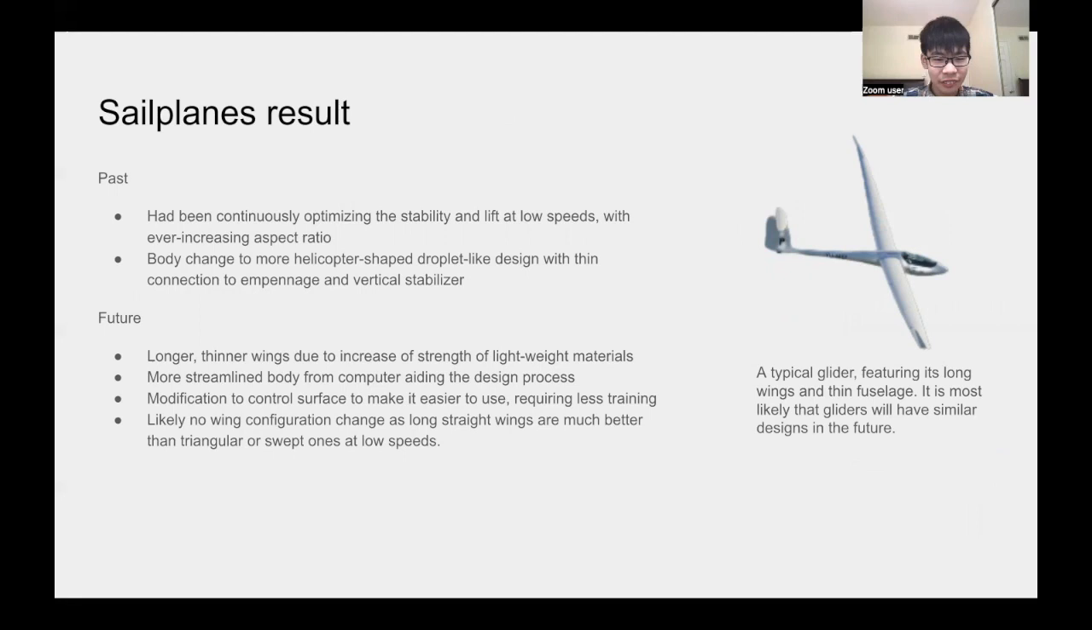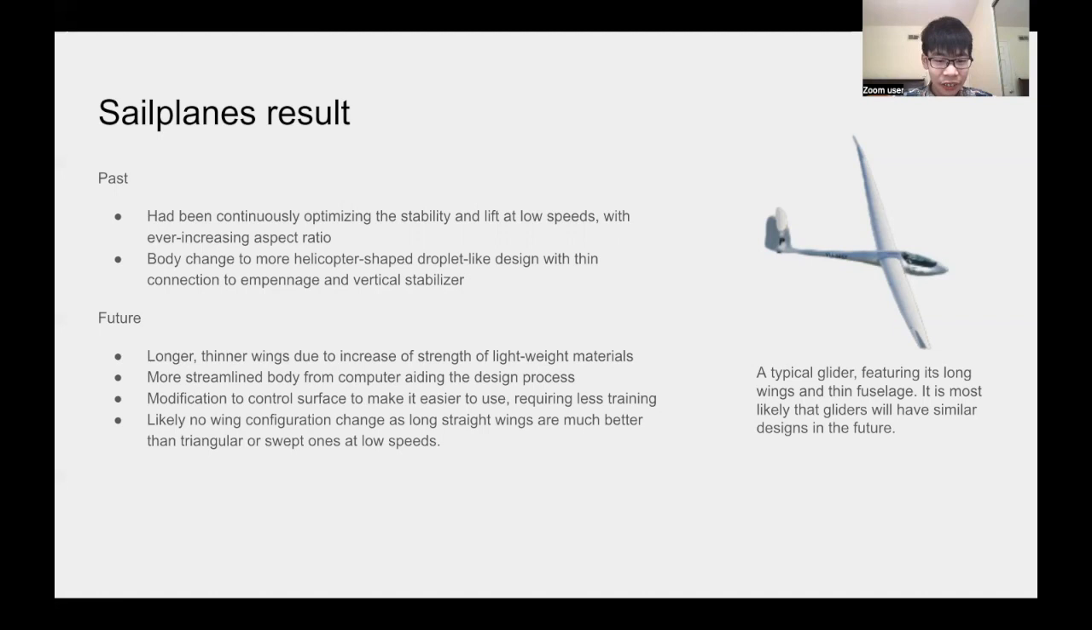It does so by another quite unique feature, dihedral. It is the action of tilting the main wings upwards so that when the plane tilts sideways, the side going down generates more lift and rebalances the plane, keeping a pilot from doing the immense and difficult roll stabilizing process.